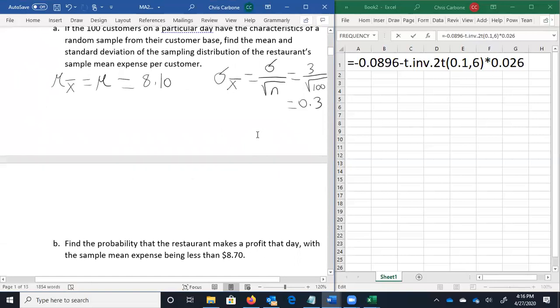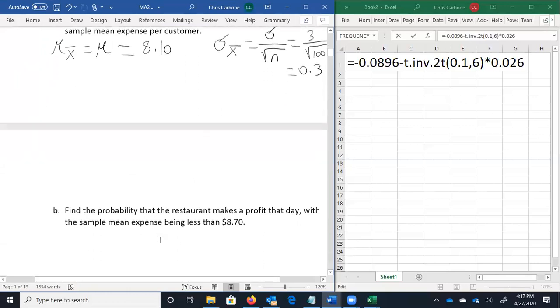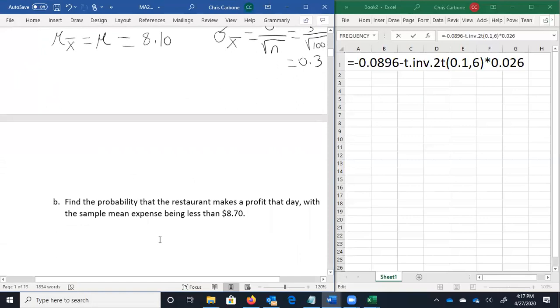Part B, though, wants the probability that the restaurant makes a profit that day, with the sample mean expense being less than $8.70. As much as I would love to draw out a nice looking picture for this, it doesn't ask you for anything like that, so I'm not going to waste your time with it. But this essentially means we want the probability that X bar is less than $8.70.